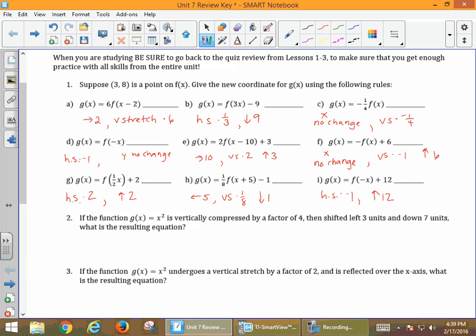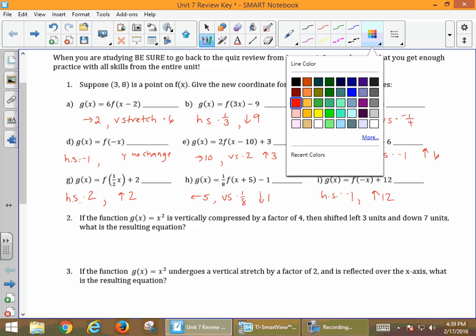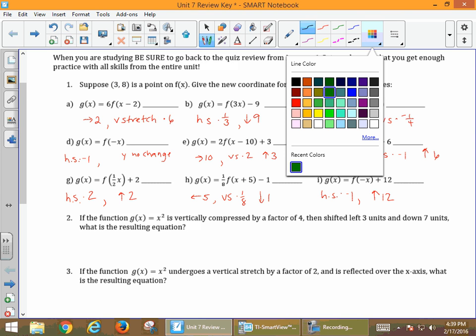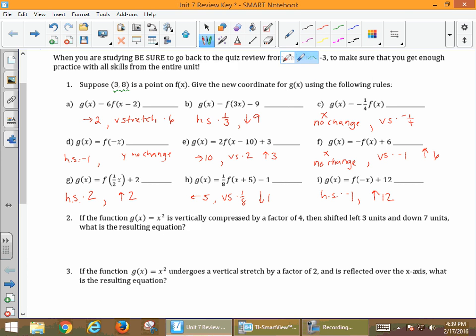So those are the things going on in my head, thinking, okay, this is what it tells me to do. And now I'm actually going to do this, and I'm going to use the point (3, 8). As I look at this point right here, (3, 8), let me change colors. Right here, (3, 8). I'm going to do exactly what my rules are telling me.